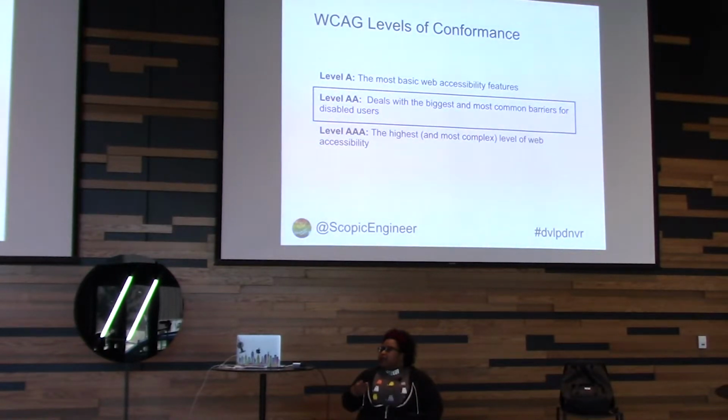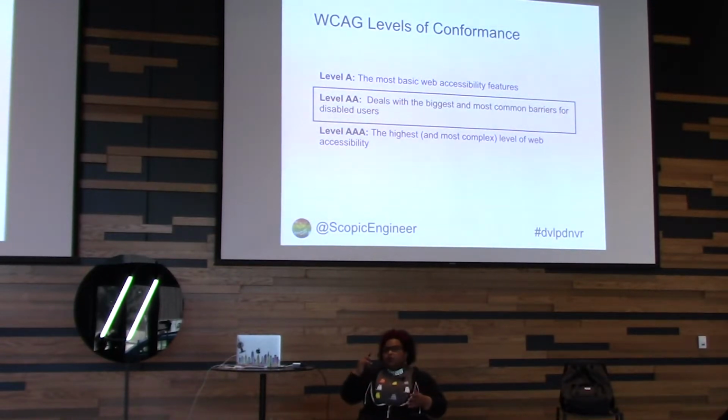So there are 3 levels of conformance with WCAG. There's level A, and these are the most basic features that you can make accessible. These are really good even if you're new and want to get started, or ask what can I do? Trying to solve for level A accessibility issues is a good place to start.